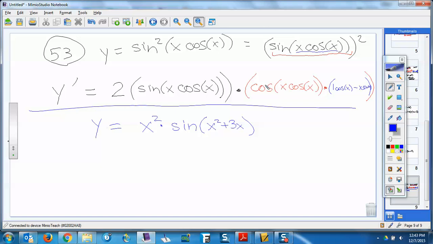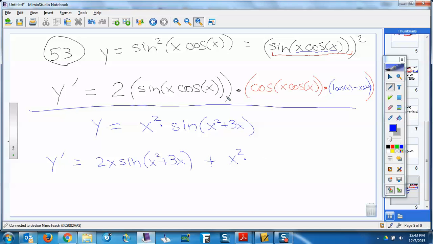So now, like on the last one, we had our parentheses times all the rest of this, but on this one it's a little different. So we start with what? Product rule. So the derivative of the first would be 2x. We leave the sine of x squared plus 3x alone, plus x squared.